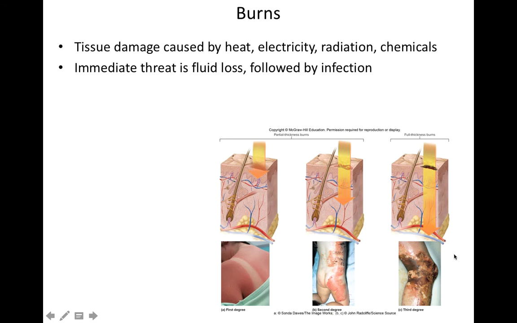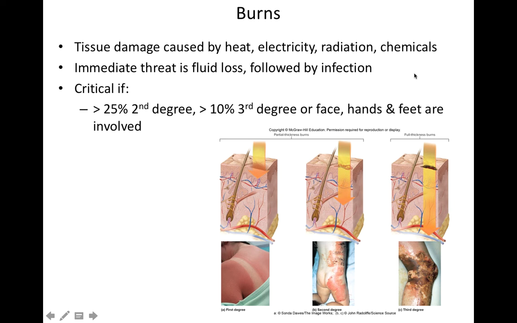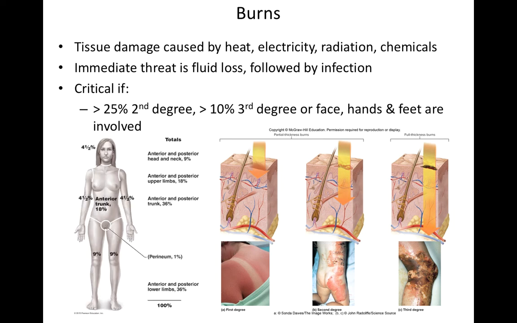Full thickness or third degree burns go all the way through the dermis down to the subcutaneous tissue, and they tend to not be significantly painful because the nerves are gone. So the nerves are completely destroyed, and so the pain aspect of it is not there. So we would tend to say that we have critical life-threatening burns if you're talking about more than 25% of the body with a second degree, 10% of the body with a third degree, or if the face, hands, or feet are involved. The percentages can be very quickly determined by using what's called the rule of nines.